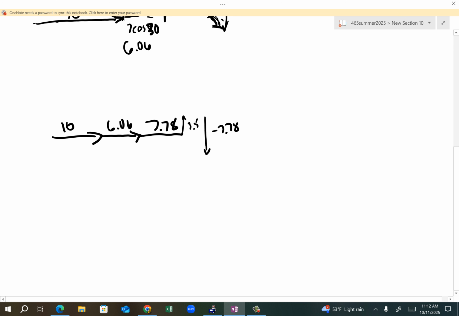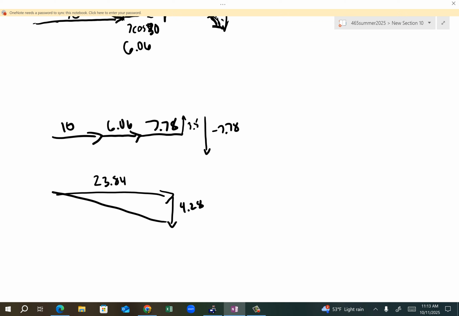For a grand total of, let's add them up. 10 plus 6.06 plus 7.78 is 23.84. And then you're going to have 7.78 minus 3.5, which is 4.28. For a grand total of 4.28 squared plus 23.84 squared, and then the square root of 586 is 24.2.